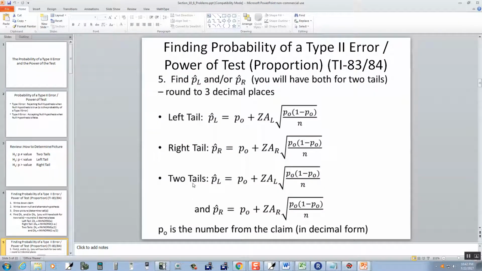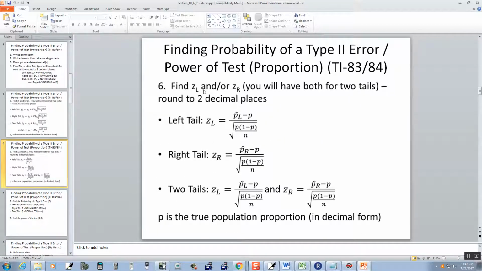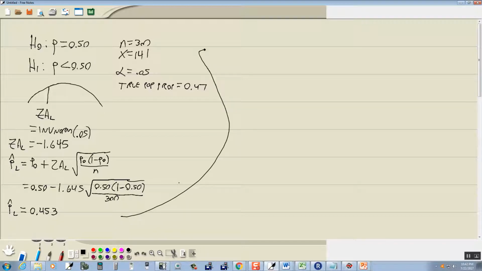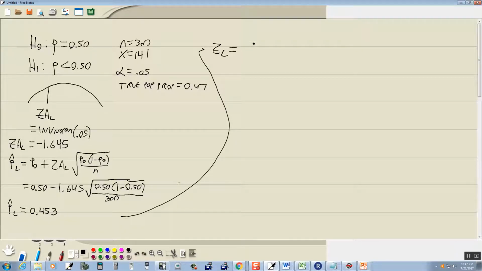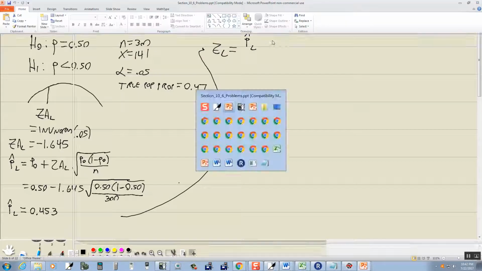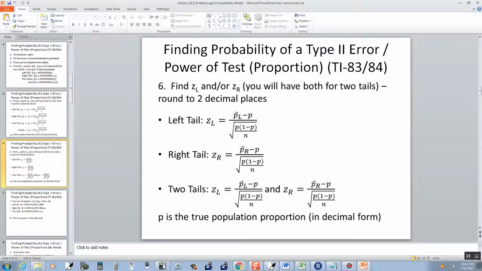Okay, so now, multi-step problem. Find Z sub L and or Z sub R. And left tail, we're going to find Z sub L. So we got Z sub L equal to P hat sub L minus P over square root of P times 1 minus P over N. And down here it tells you P is the true population proportion in decimal form. And we're going to round this to 2 decimal places.